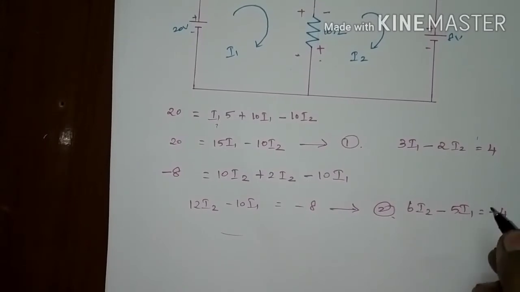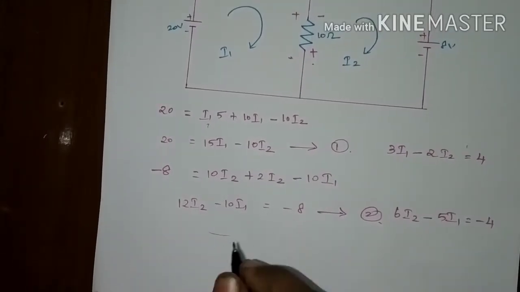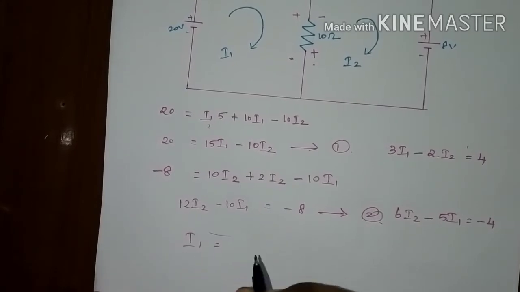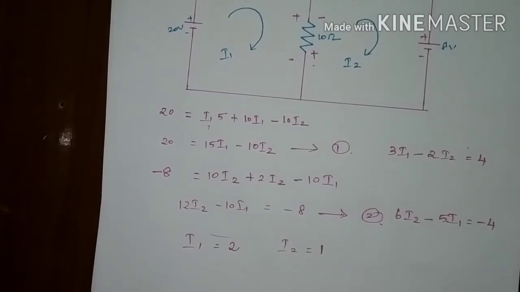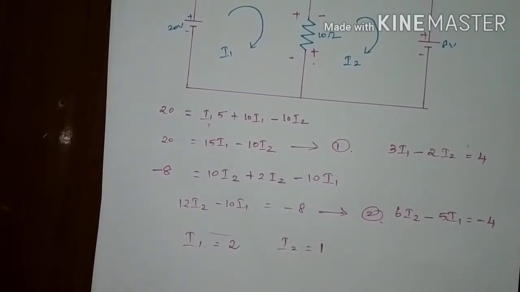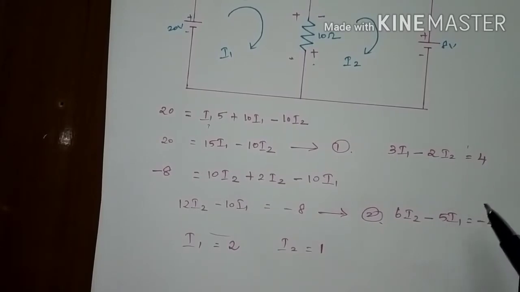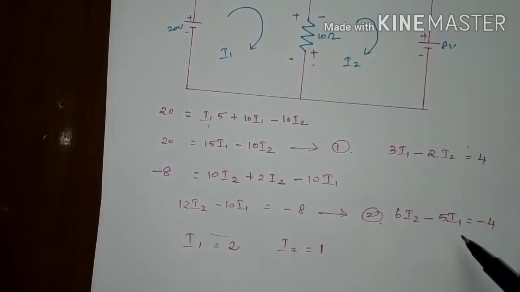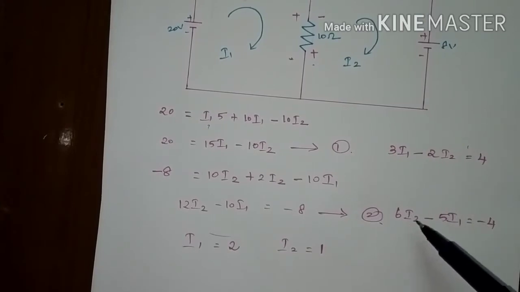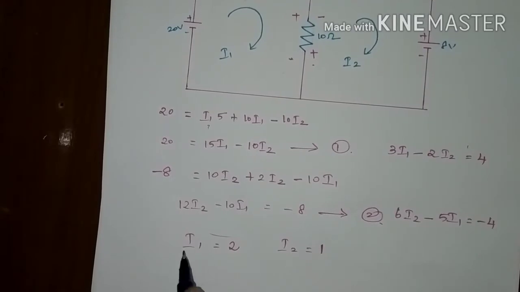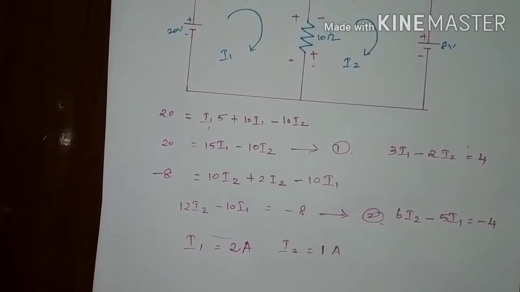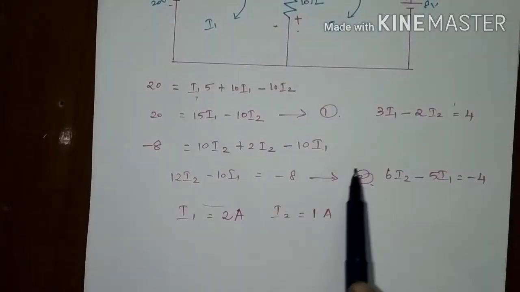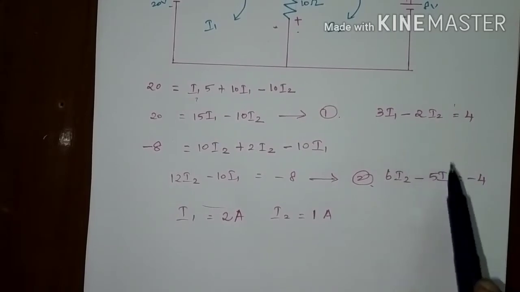If you solve both equations by normal algebraic calculations, the values are I1 equal to 2 and I2 equal to 1. Normal algebraic calculation: cancel out any one variable and you will get the other. If you cancel out I2, you will get the value of I1, and substitute the value of I1 in any equation, you will get the value of I2. So I1 is equal to 2 amps and I2 is equal to 1 ampere. Got it? Once you have the equations, you can solve them by the normal algebraic method.